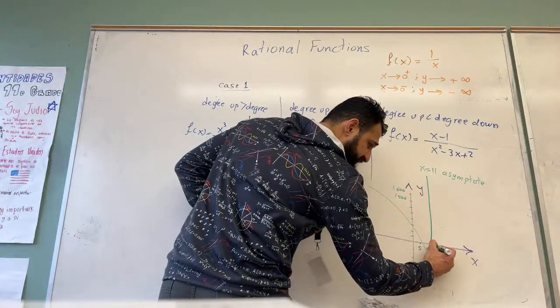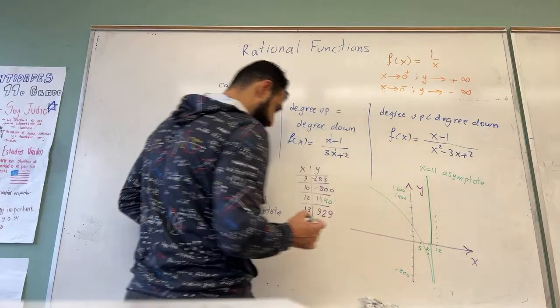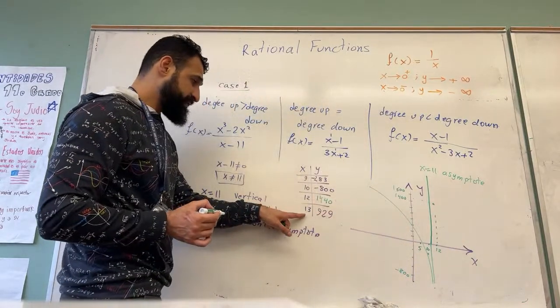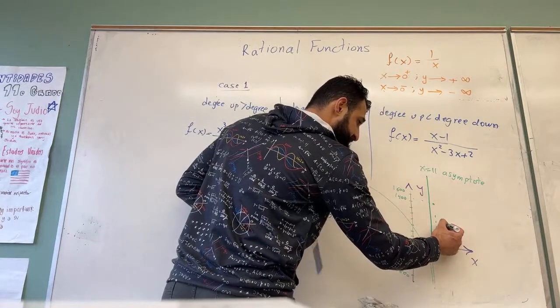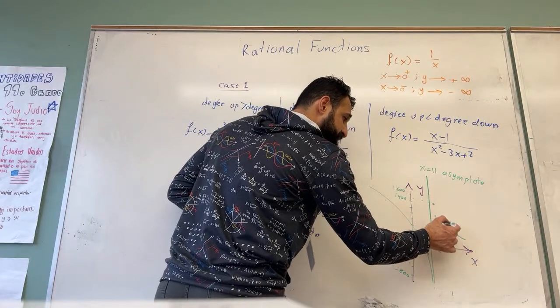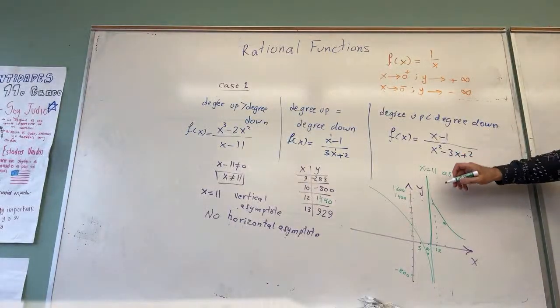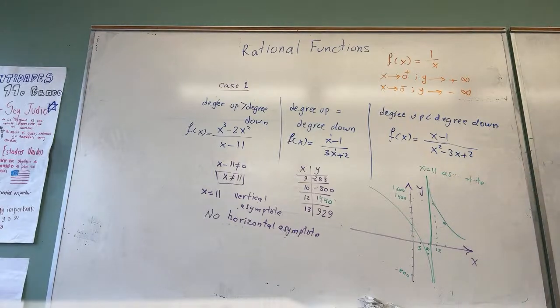11 is here, 12 is here. 12 with 1,400, so here. 13 with 900, which is here. This is closer to the line, that means your graph will pass. Be careful. It will never be parallel. It will be closer to it, but it will never touch it. Be careful.